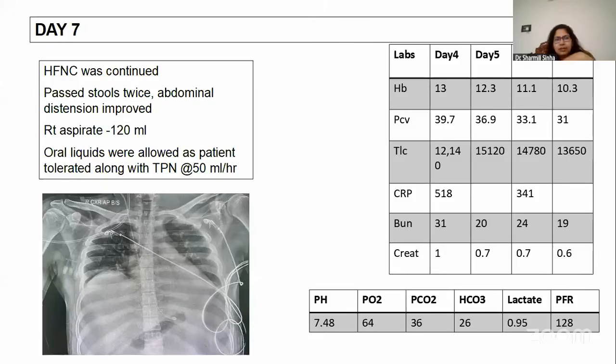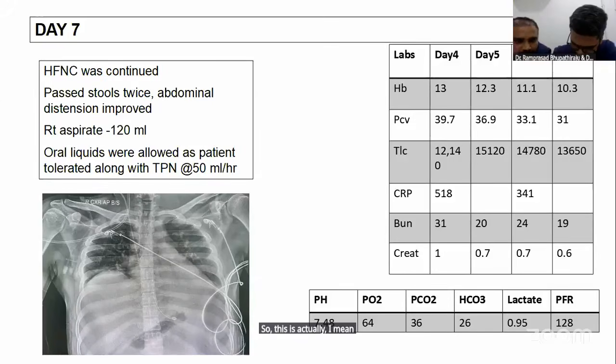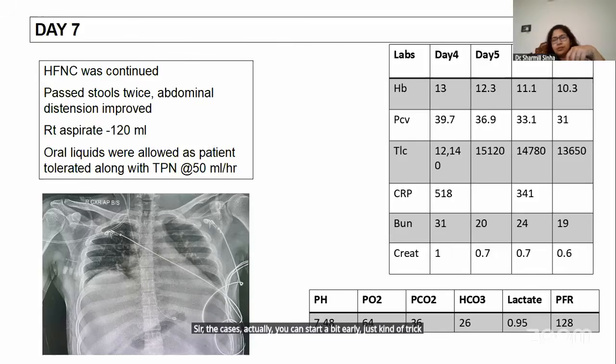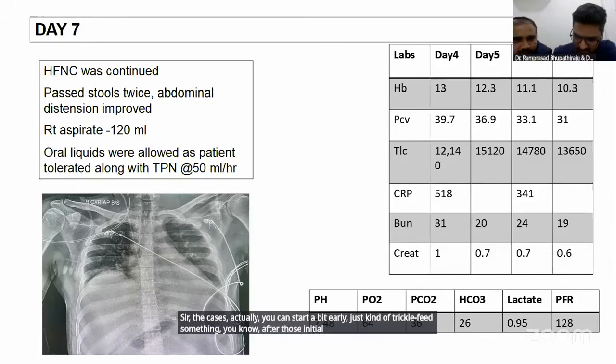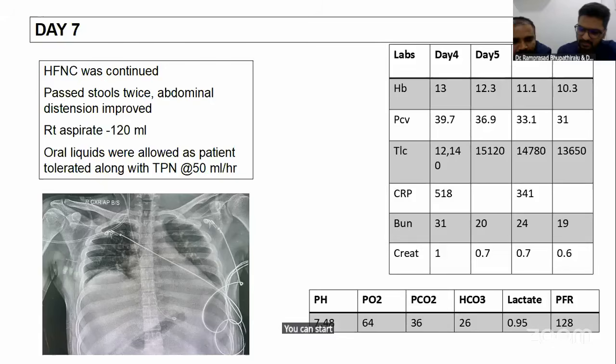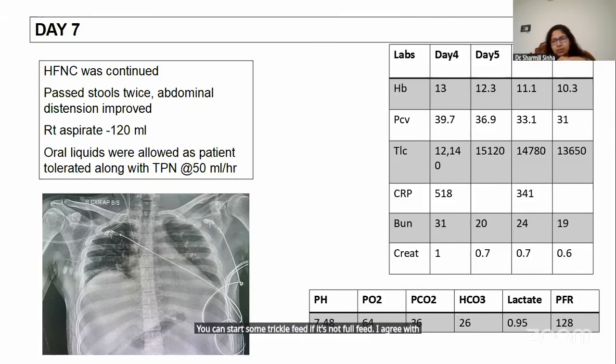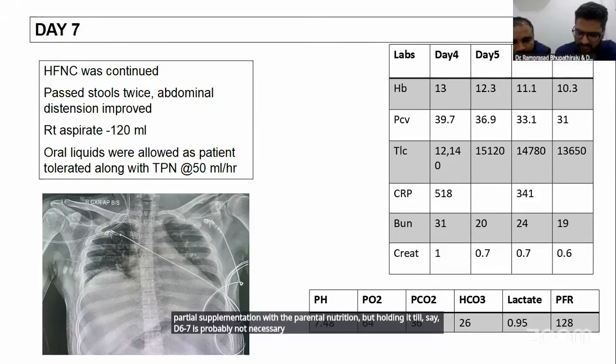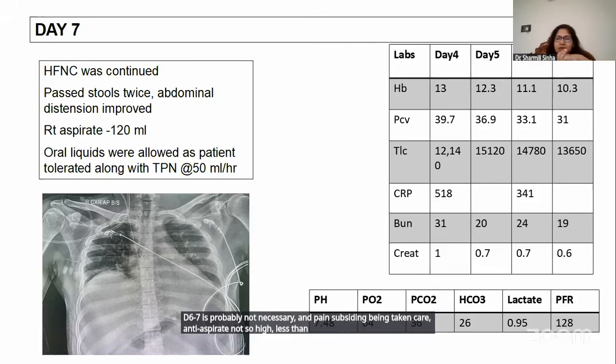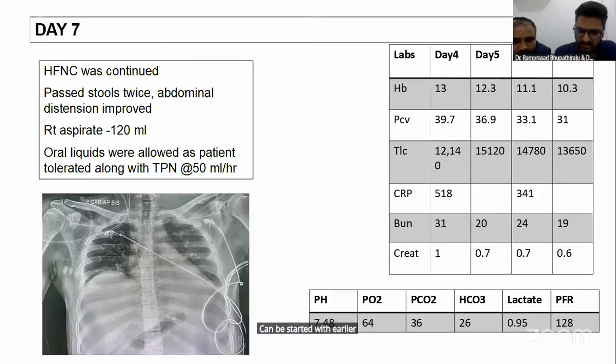So these are the cases where you can start it a bit early, kind of trickle feed something. After those initial 72 hours, you can start some trickle feed if it's not full feed. I agree with this partial supplementation with the parenteral nutrition, but holding it till say D6, 7 is probably not necessary. And pain subsiding being taken care of, RT aspirate not so high, less than 500 ml. So actually, enteral feed, or what some call trickle feed or less amount, can be started a bit earlier than day 6, 7.